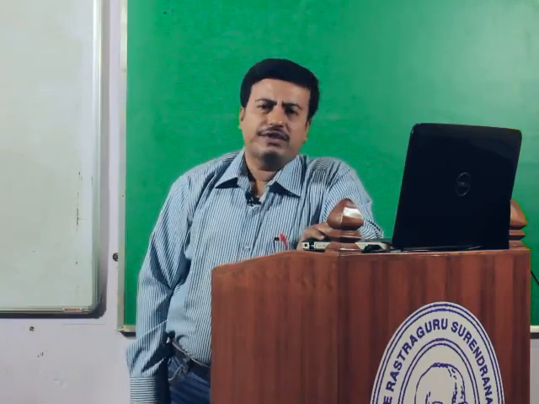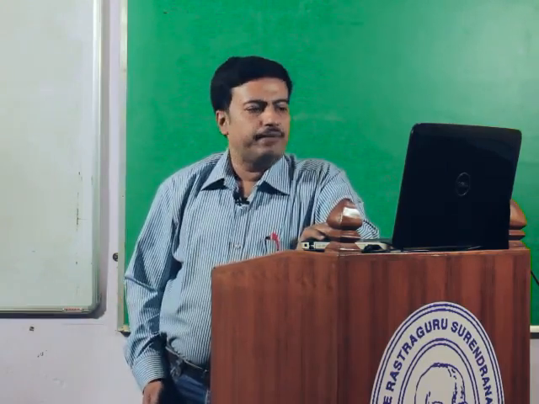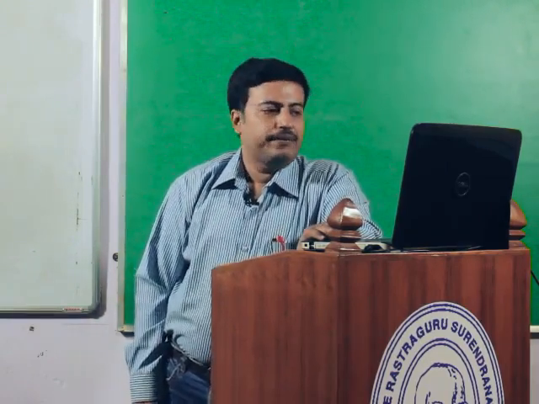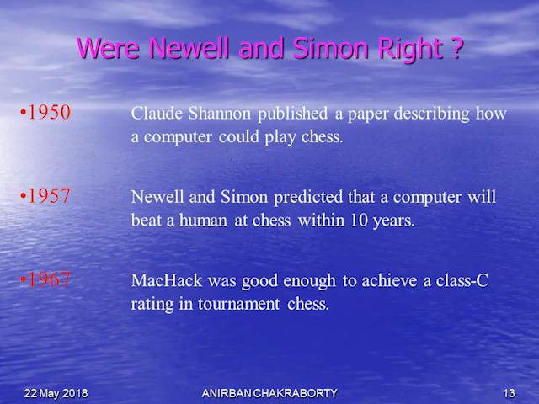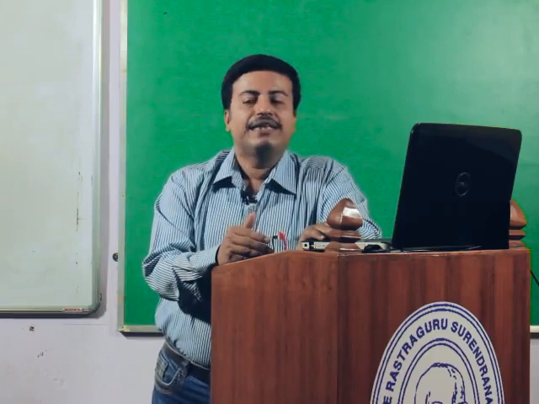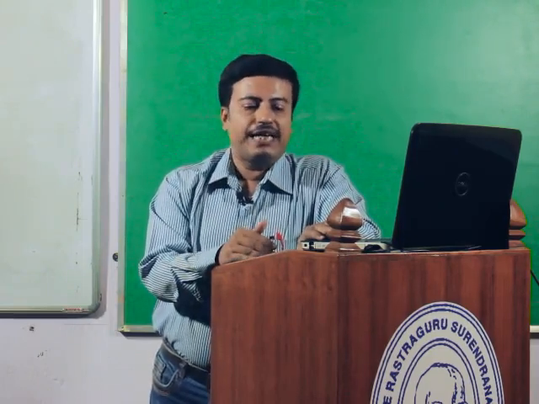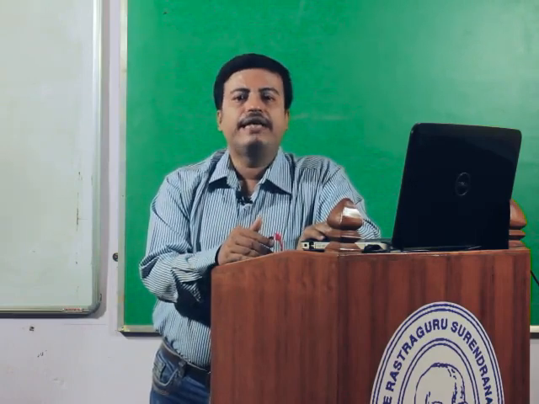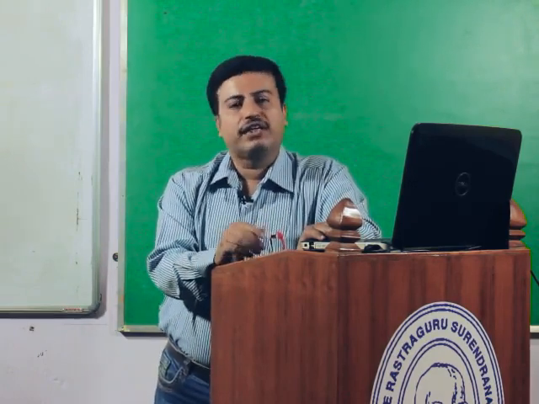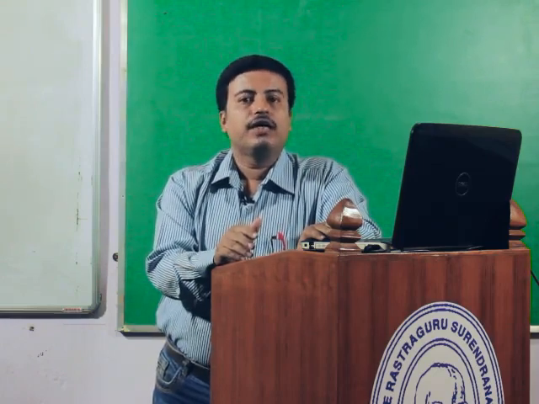Now, the question is, were Newell and Simon correct? In 1957, Newell and Simon predicted that within 10 years, computers would be able to beat the human chess grandmasters, and in 1967, Mac Hack was just able to play at a class C level of chess. This means Newell and Simon were only partly correct.